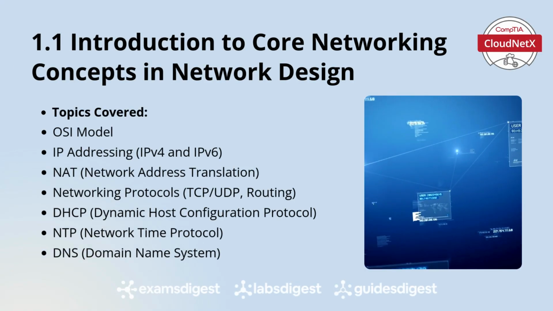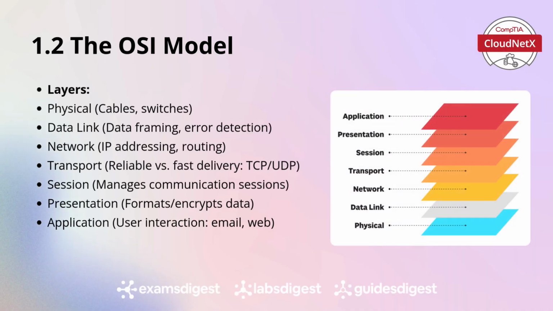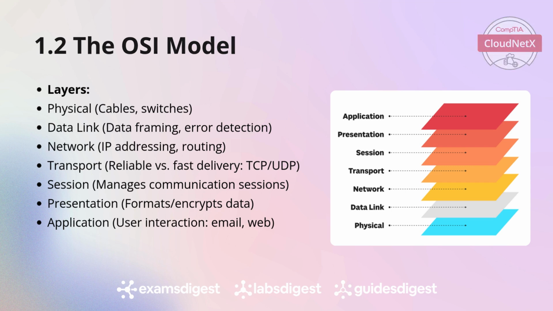In this lesson, we'll explore the key elements that make up modern network design. Let's start with the Open Systems Interconnection Model. The OSI model is like a blueprint for how data travels across a network. It's broken into 7 layers, each with a specific role.